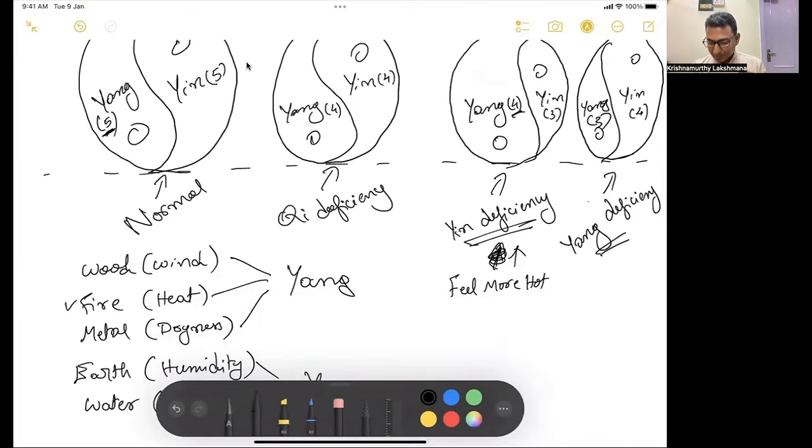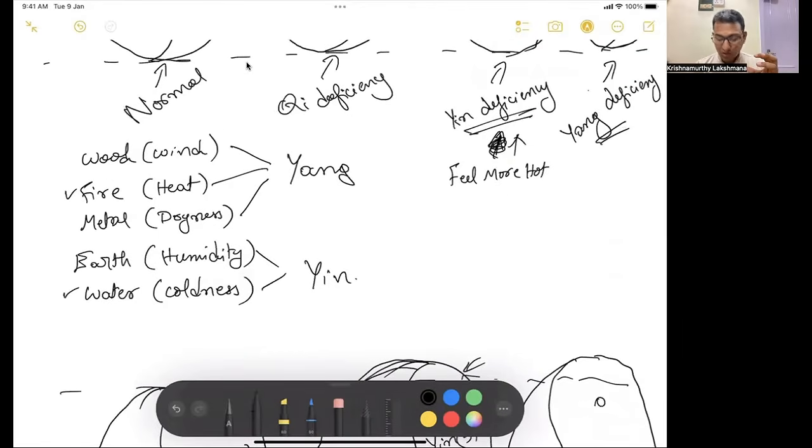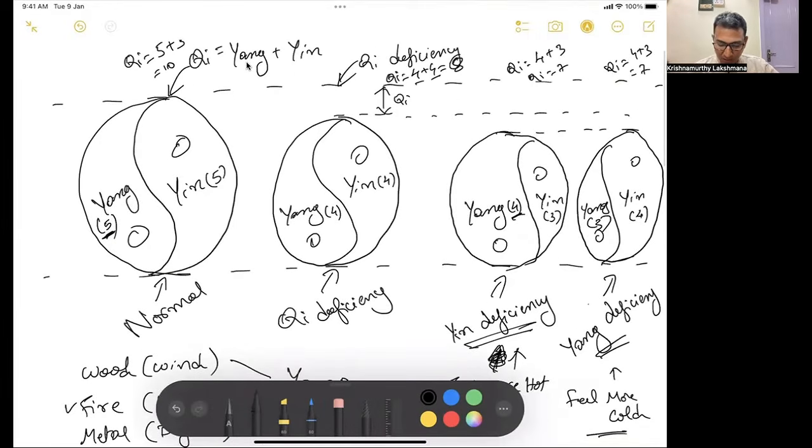Whereas in yang deficiency, yang is fire, fire is less, but in yin, what is there? Coldness is more. In yang deficiency, heat is less and coldness is more. So what will they feel? They will feel more cold. Yang is what? Fire. Yin is what? Coldness. Okay.